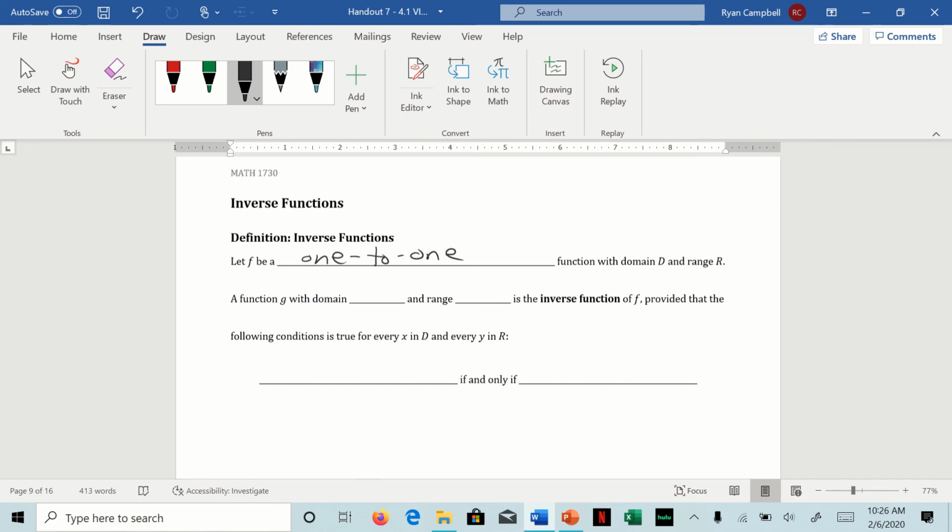So let f be a one-to-one function with domain D and range R. We say g is going to have a domain of R and range of D. If you notice, those are flipped, right? And we say this is an inverse function of f, provided that these conditions are true for every x in D and y in R. So we know that all the y's equal f of x, and also all of the x's have to equal g of y.